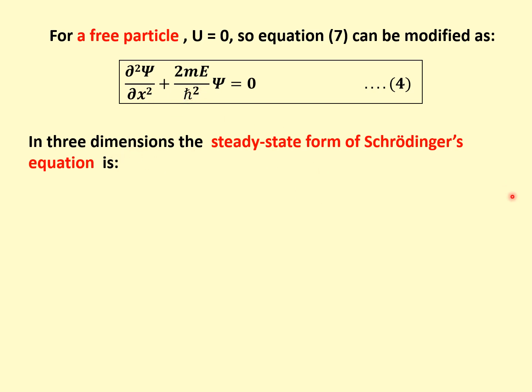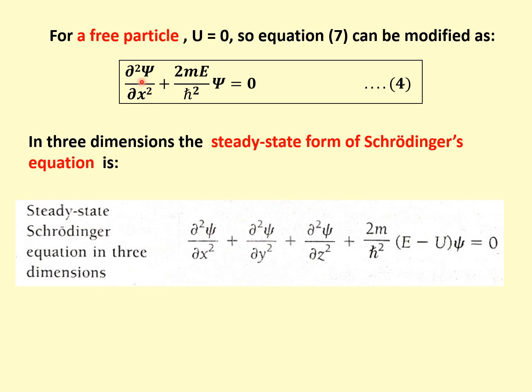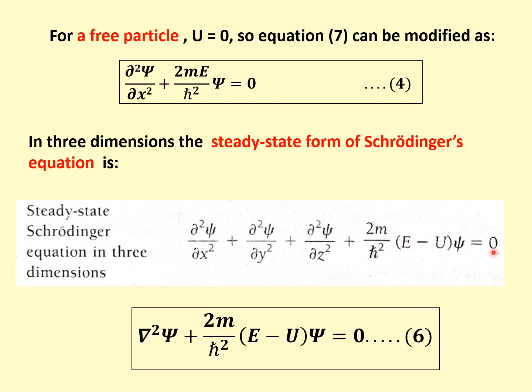And this is for only one dimension, the x axis. In the three-dimension case, we will also take ∂²ψ/∂y² + ∂²ψ/∂z² + (2m/ħ²)(E − U)ψ = 0. So this is the Schrodinger wave equation for the three-dimension case, or we can write this term as del square: ∇²ψ + (2m/ħ²)(E − U)ψ = 0.